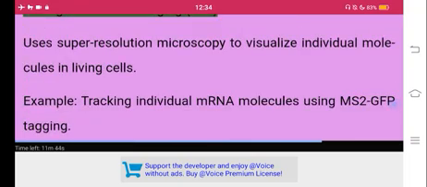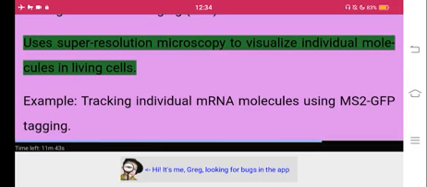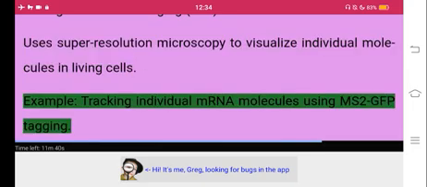5. Single molecule imaging, SMI. Uses super-resolution microscopy to visualize individual molecules in living cells. Example: tracking individual mRNA molecules using MS2-GFP tagging.